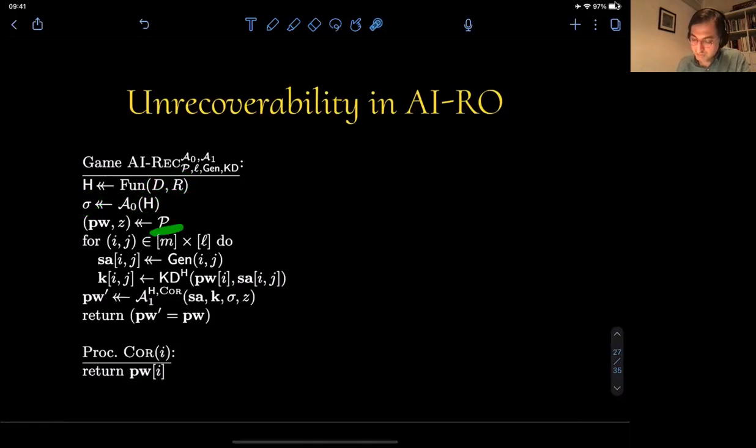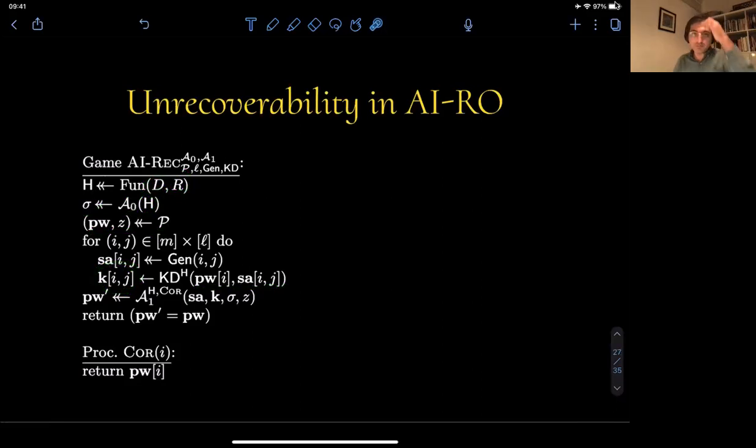Then the passwords are picked. And then we generate salts. So there could be multiple salts per password. So M is the instance count and L is the number of, let's say, sessions per user. So you have L salts per user. Then the ith password is hashed together with these salts. And the keys are computed.